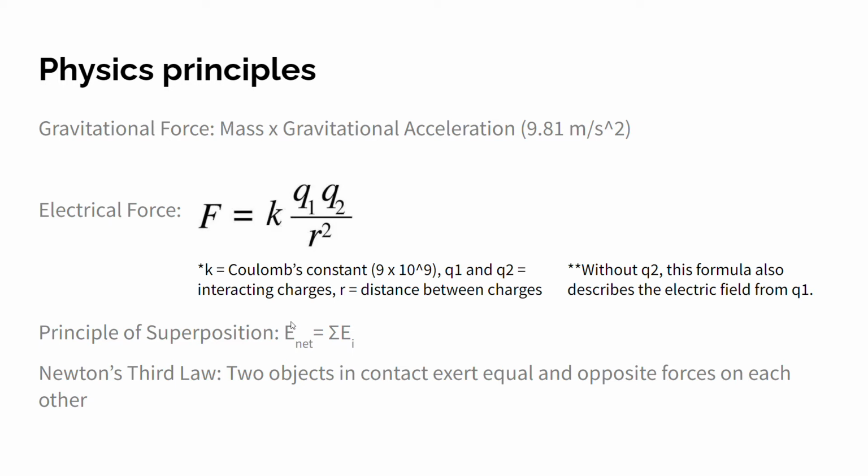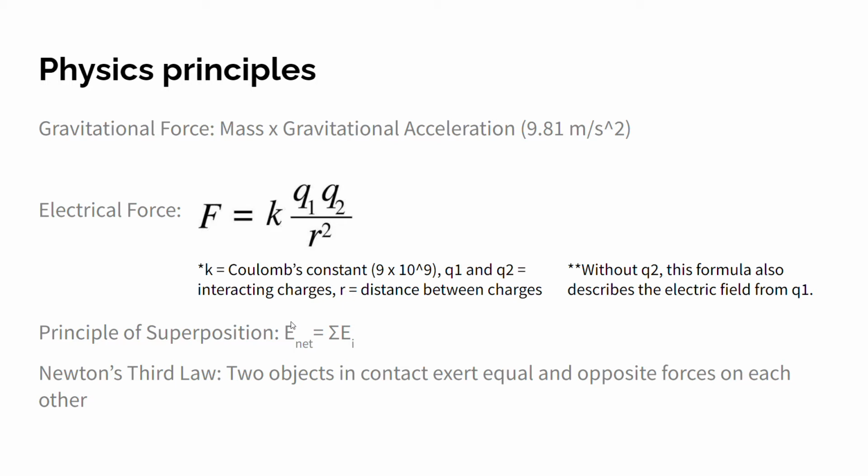And so we can apply some physics principles to this precise situation to give us a good idea of how to calculate the charges. This starts off with the gravitational force, which is mass times gravitational acceleration. This force points downward on all objects with mass. Electrical force, F equals K times Q1, Q2 over R squared, with K being Coulomb's constant. And we can also see, without Q2 in this formula, this is also the formula for electric fields from a charged particle, which we'll be using a lot in our calculations later on.